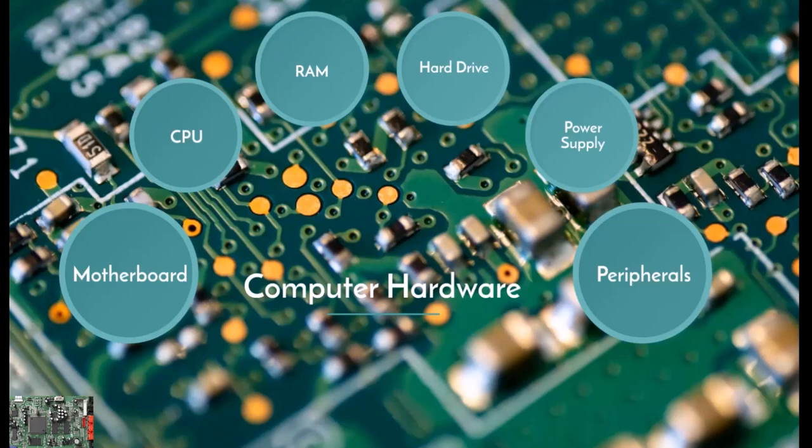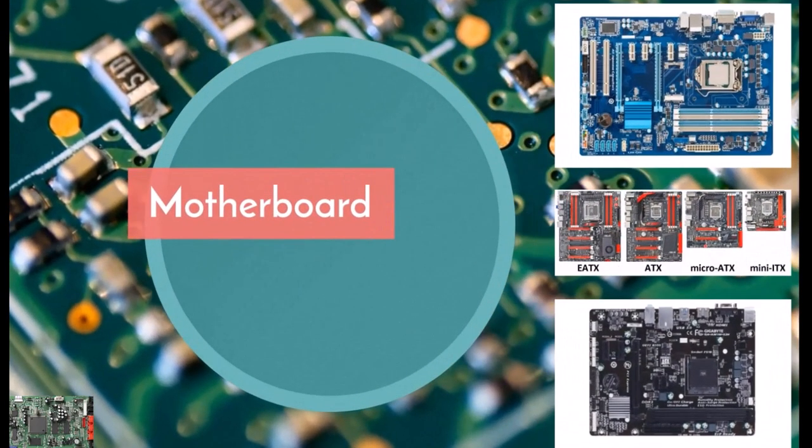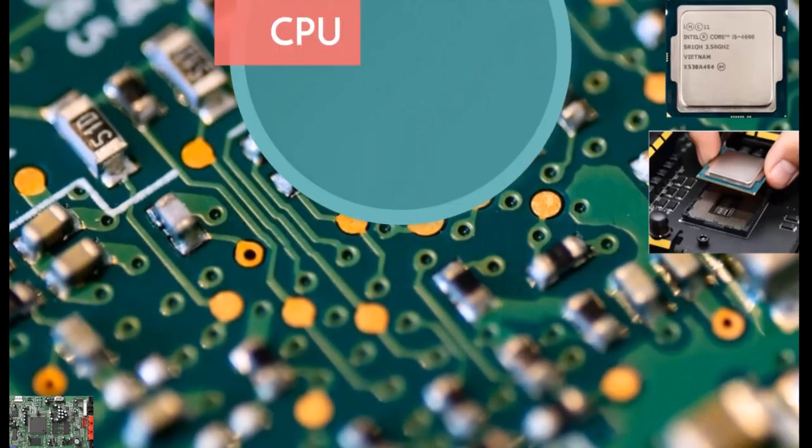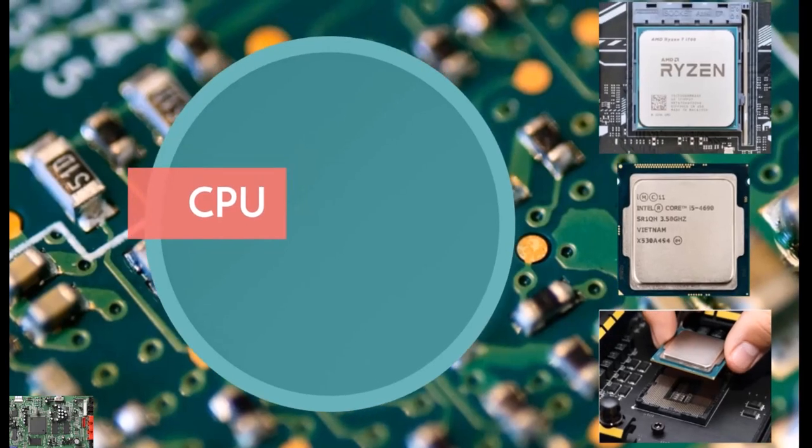Let's start off with the motherboard. The motherboard, or logic board, is the central communication center and heart of every computer system. It links all the components and peripherals together. All of the other parts are connected to the motherboard. Some of the most important parts of the computer are contained here, such as the CPU. CPU stands for Central Processing Unit. Also known as the processor, this is the brain of your computer.